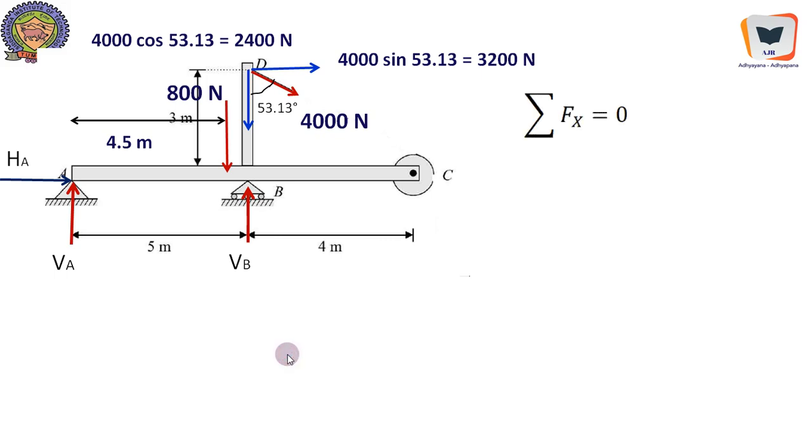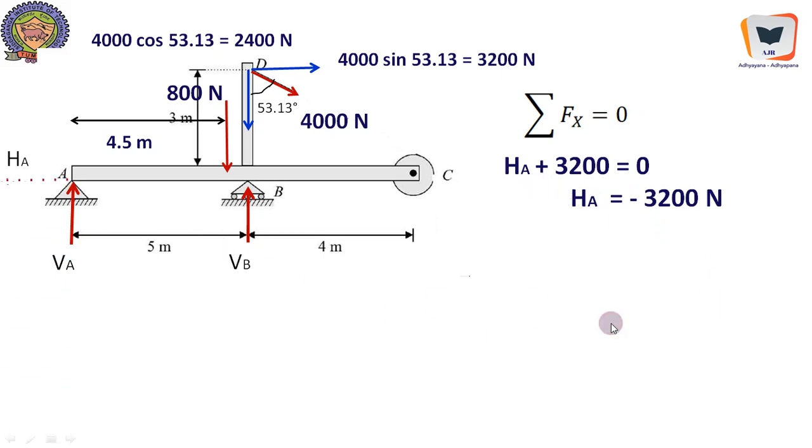Now sigma Fx equal to 0. Sigma Fx equal to 0 will give us 3200, that is 4000 sin 53.13, the component of this tension. Okay, that is positive. HA is also positive, I assume. Therefore HA is going to be negative now because of its negative intensity. It should be reversed. It should be changed to the other direction. Just reversal of the assumed direction.